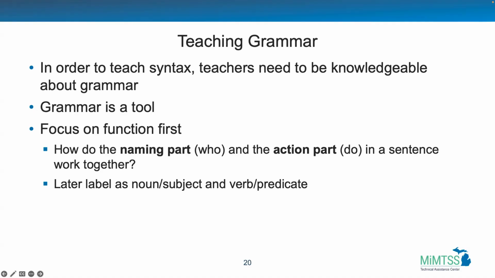Once we understand the function of sentences, we can then later label things as nouns and subjects or verbs and predicates. A lot of times teachers say, well, when is later? When can I start giving that grammar label? We can start labeling with grammar terms once your students understand the function. When they understand the who and the do, then we can label the subject and the predicate. But always focus on function first.